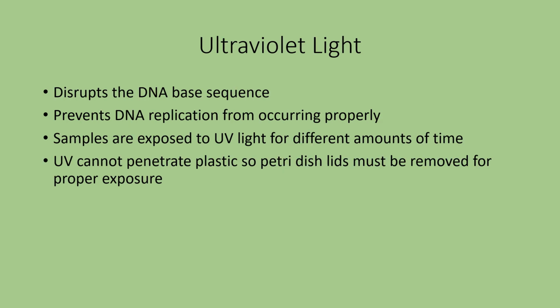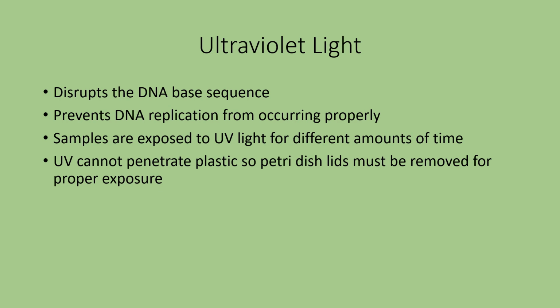Ultraviolet light or UV light, the way it works is that it interferes with the DNA-based sequence. It's going to disrupt some of those bonds. It's going to prevent DNA replication from occurring properly. And so it may cause mutations, which ultimately may kill the cell, or the damage can be so severe that it just outright kills the cell. It depends on the amount of time that the organism has been exposed to the UV light. The longer the time it is exposed, the more detrimental effects you will see.